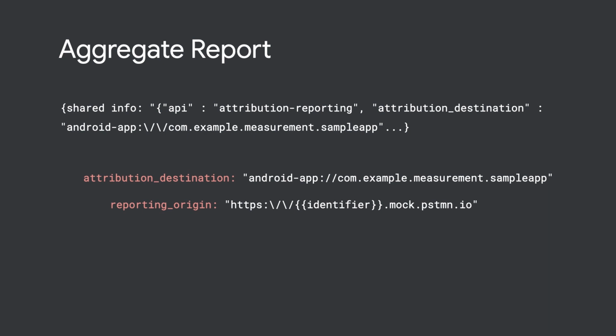Let's also take a look at the aggregate report. In the request body, you see the attribution destination, which also refers to where the event happened, in this case, your sample app. Also take a look at the reporting origin, which refers to the ad tech URL where the report was sent.